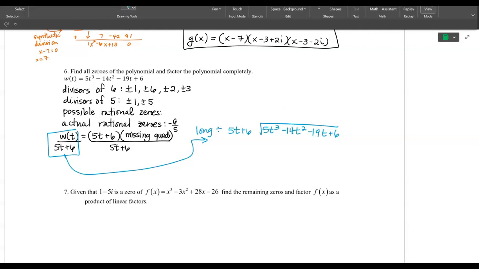So I have my long division set up. What I have to multiply 5t by in order to get 5t cubed is t squared. I'll do my multiplication, and then we will subtract. The next thing that will be going on top will be a negative 4t, because if we take negative 4t and multiply it with 5t, we will get a negative 20t squared.